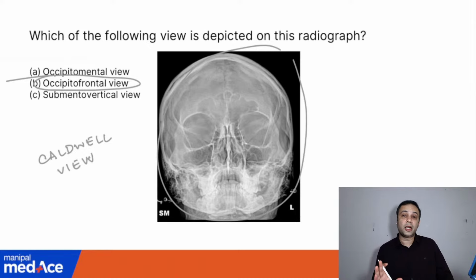So where is the Caldwell view used? Which is the sinus? If this question were to be twisted, an X-ray or a radiograph is given to you, which is the Caldwell view, and if they were to ask you which is the sinus that is well depicted in the radiograph, it would be the frontal sinus. Right. So occipitofrontal view is also known as Caldwell's view. The best depicted sinus in occipitofrontal view is the frontal sinus.